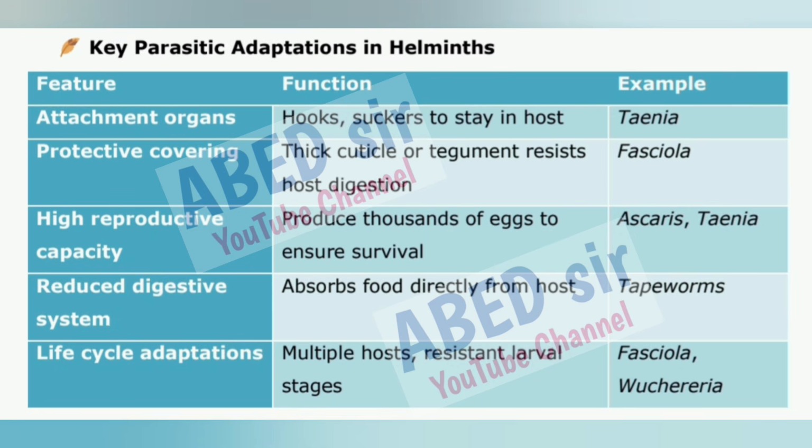Feature, function, example. Attachment organs: hooks, suckers to stay in host, Taenia. Protective covering: thick cuticle or tegument resists host digestion, Fasciola. High reproductive capacity: produce thousands of eggs to ensure survival, Ascaris, Taenia. Reduced digestive system: absorbs food directly from host, tapeworms. Life cycle adaptations: multiple hosts, resistant larval stages, Fasciola, Wuchereria.